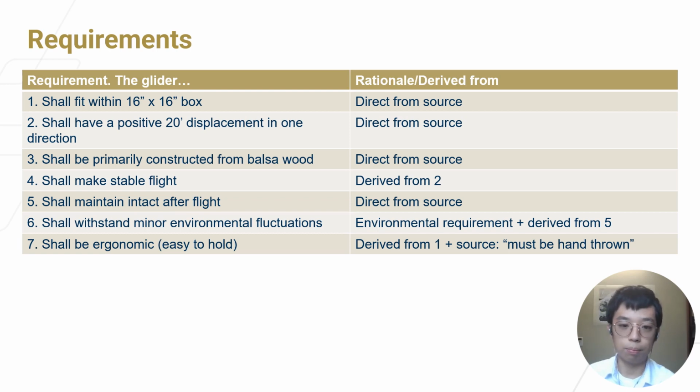And then other requirements, such as being able to make stable flight, are derived from other requirements from the source document. Because if we look at number 4, shall make stable flight, derived from 2, shall have a positive 20-foot displacement in one direction. In order to have a 20-foot displacement, that implies that we need to have some sort of stable flight. And for that reason, I decided to include that requirement. And then number 6 is an environmental requirement. Because we are throwing these gliders outside, these gliders must be able to withstand the environmental factors.